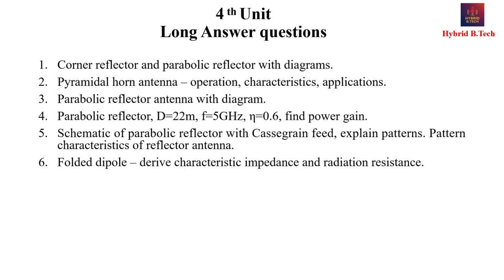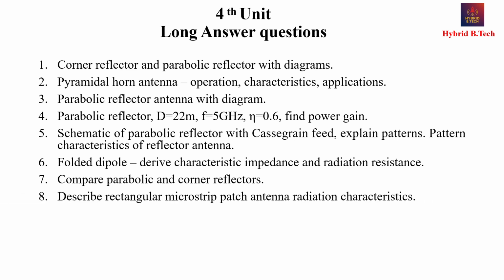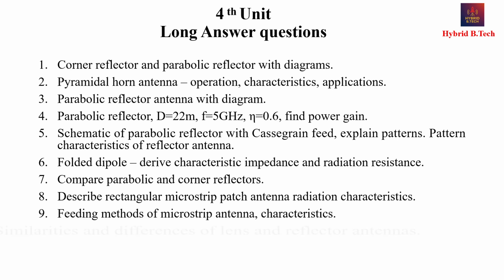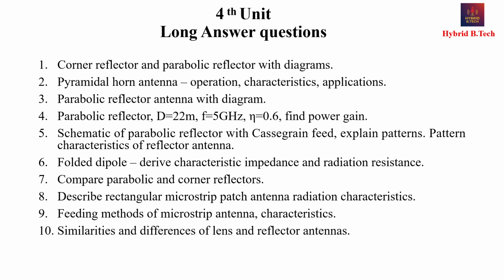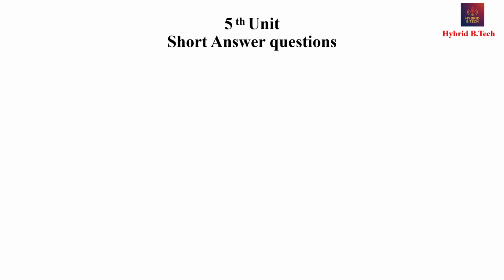Sixth one, folded dipole, derive characteristic impedance and radiation resistance. Compare parabolic and corner reflectors. Describe rectangular microstrip patch antenna radiation characteristics. Ninth one, feeding methods of microstrip antenna characteristics. Tenth one, similarities and differences of lens and reflector antennas.